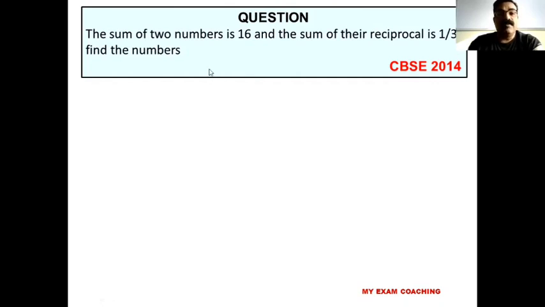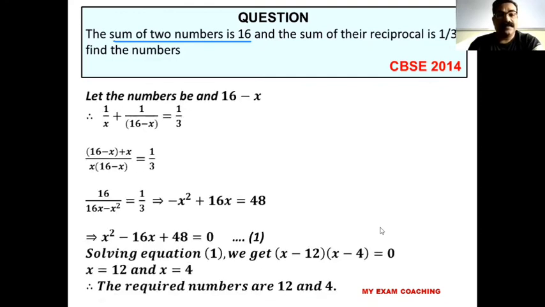The sum of two numbers is 16. So when we have this type of question, where the sum is given, the sum of two numbers is 16, that means if the first number is x, the second number will be 16 minus x, because the sum is given to you as 16. And the sum of the reciprocals is 1 by 3. Find the numbers. So let us solve it like this.